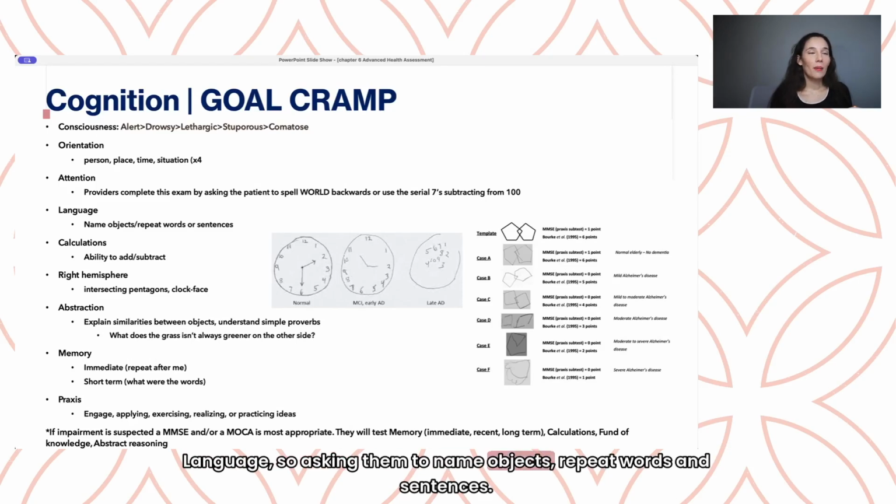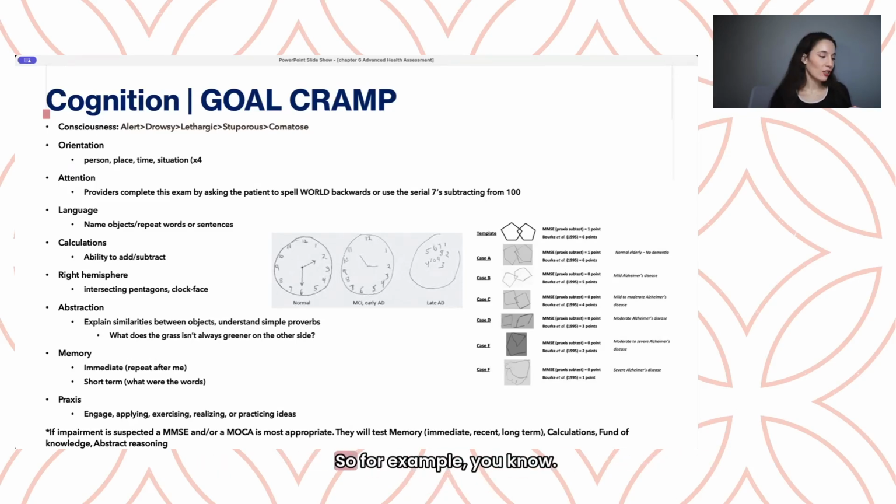Language, so asking them to name objects, repeat words and sentences. So for example, what is this object? Ask them to name it. Calculations, can they add and subtract? We can have them draw a clock. If they draw a clock, you can see here.